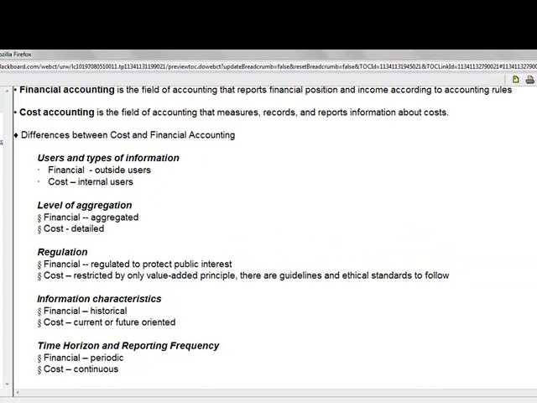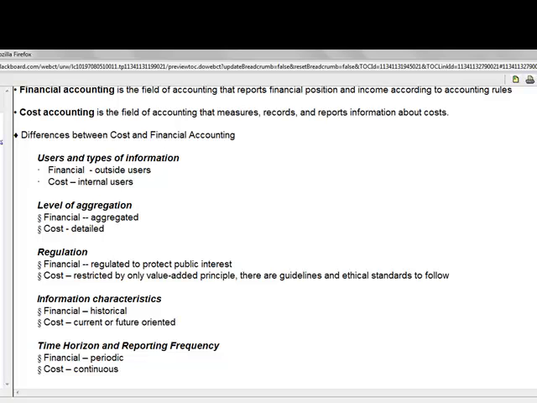Now, cost accounting, on the other hand, looks at the internal information of the company. We measure, record, and report information about cost. So it's for internal users, for the managers inside the company. Many times this is going to be information that you don't want outside users to know about.